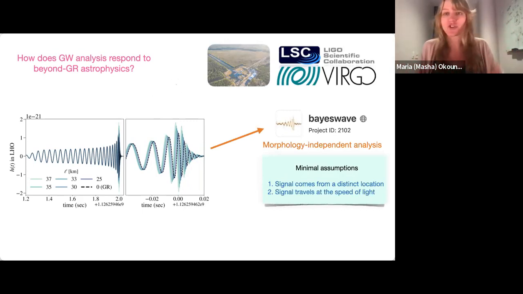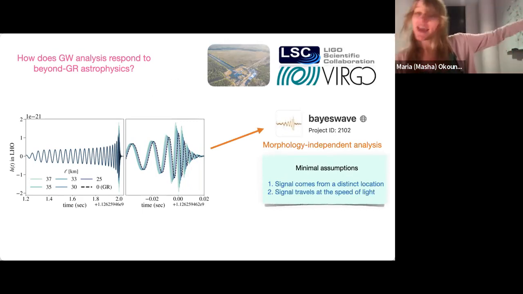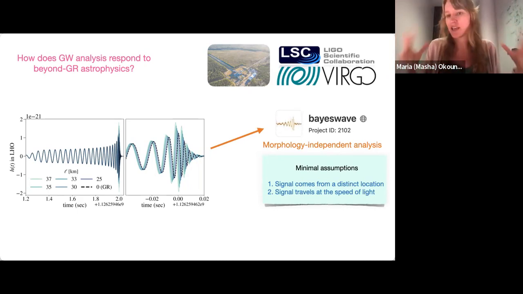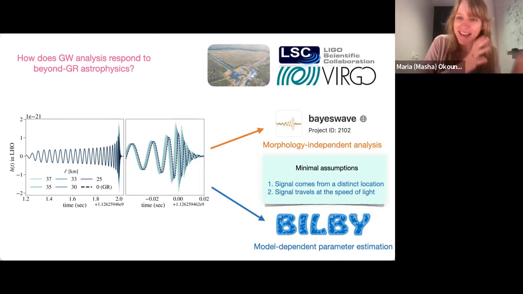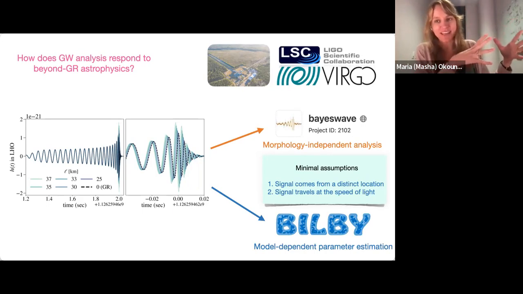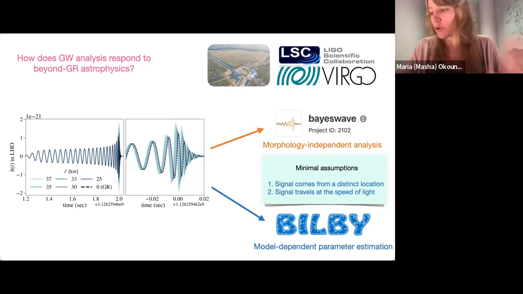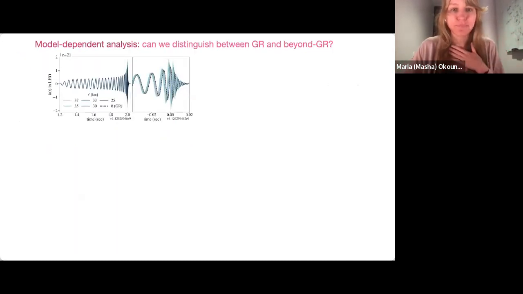It says that the signal just comes from a distinct point in the sky, it travels at the speed of light, and it contains no extra gravitational wave polarizations. And then we're also going to use Bilby, which is a model-dependent parameter estimation framework that uses general relativity waveforms and compares them against the data that we see. So in this case, we're going to be taking our beyond GR data and comparing it against a bunch of GR waveforms using this full parameter estimation pipeline.